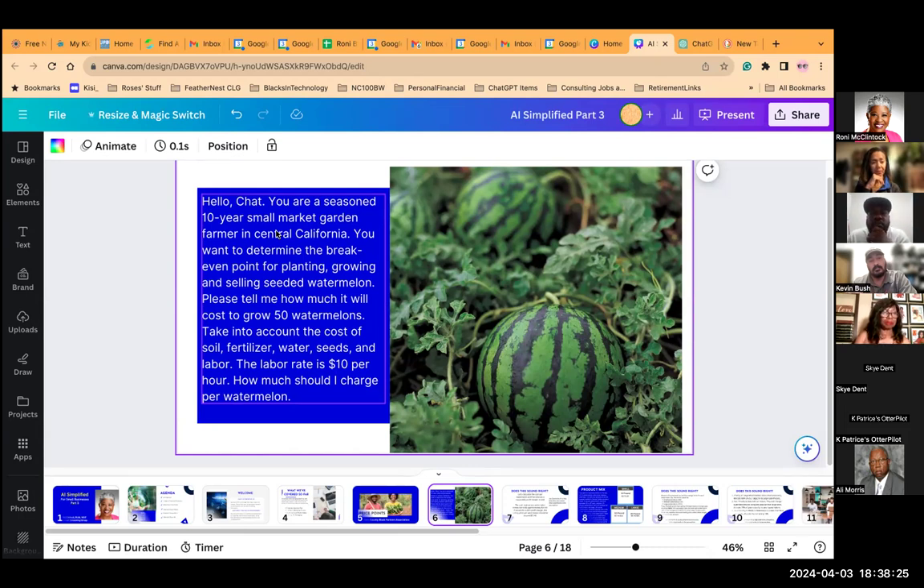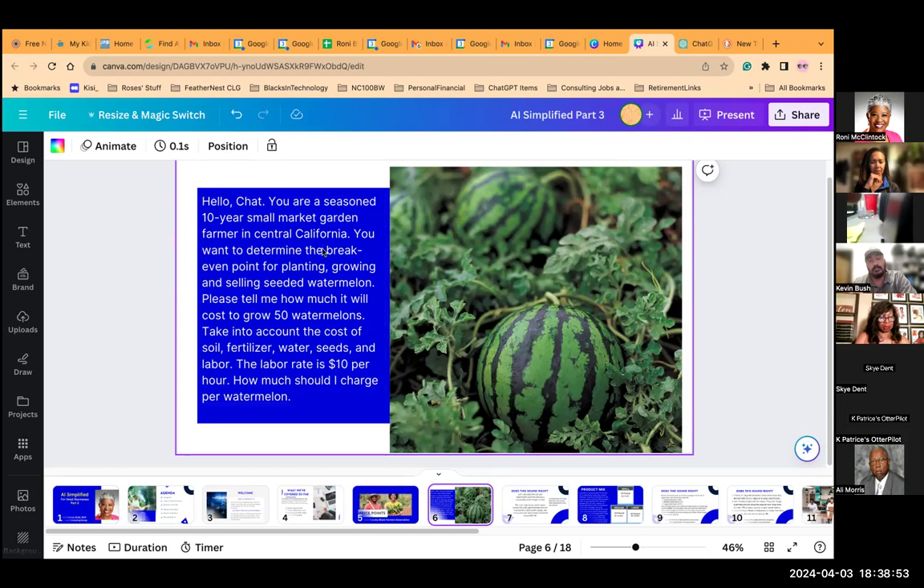Take into account the cost of soil, fertilizer, water, seeds, and labor. And we set a generic labor rate at $10 per hour. How much should I charge per watermelon? So you can imagine with your own product, you can go in and put in the specifications. Maybe you're taking into account space rental. Maybe you're taking into account electricity, gas, water. So you're going to put in your own.